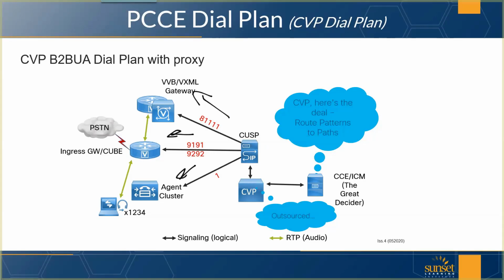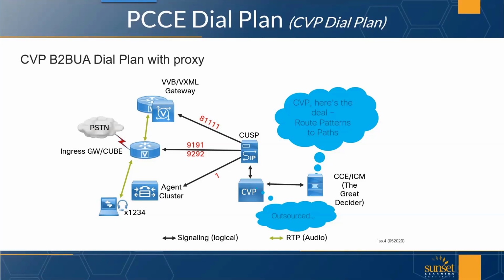So, the configuration in ICM doesn't care. ICM does not know or recognize SIP proxy as a device. It just does its thing and delivers that instruction to CVP. CVP can be configured to do one or the other of those services.